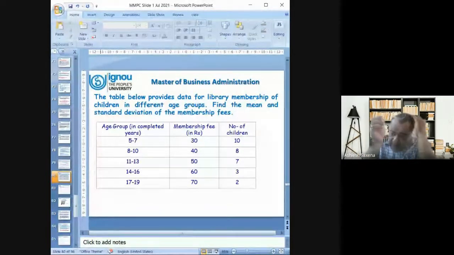Now this is the problem. You have to calculate the mean and standard deviation of the membership fee. Fine.